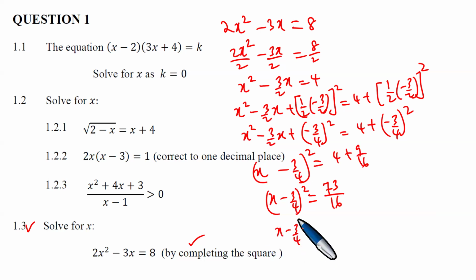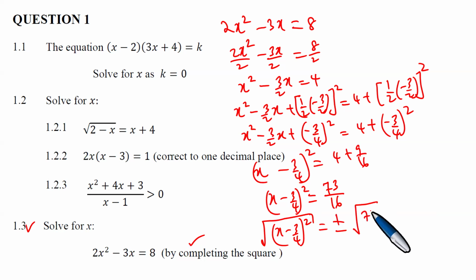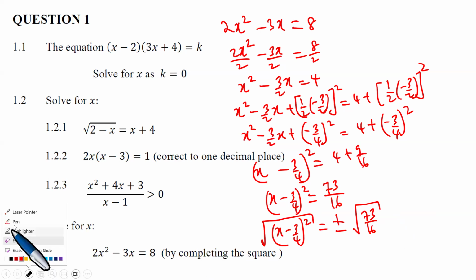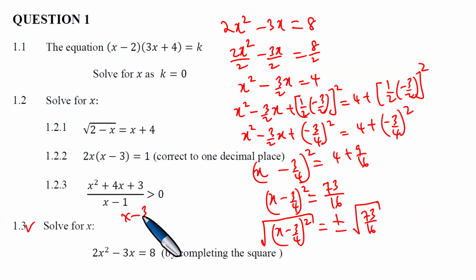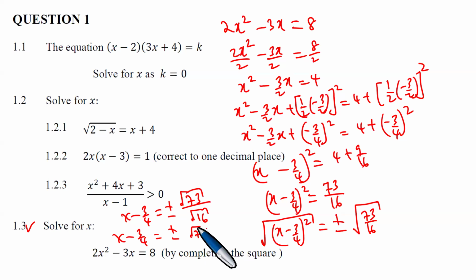Which means x minus 3 over 4 equals plus or minus the square root of 73 out of 16. So in the end, x minus 3 over 4, because the square root removes the square. And then this becomes exactly the square root of 73 divided by the square root of 16. Right, and upon careful examination, x minus 3 over 4 is plus or minus square root of 73 out of 4.